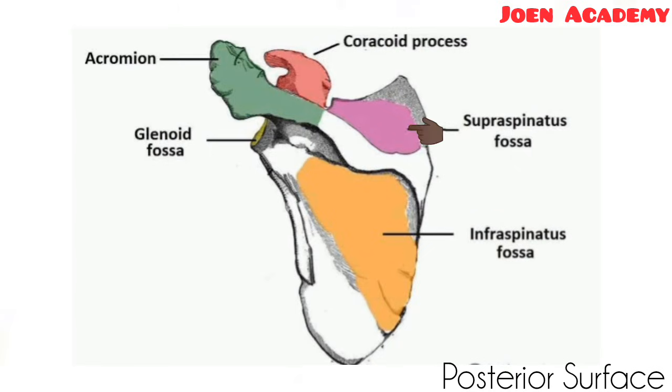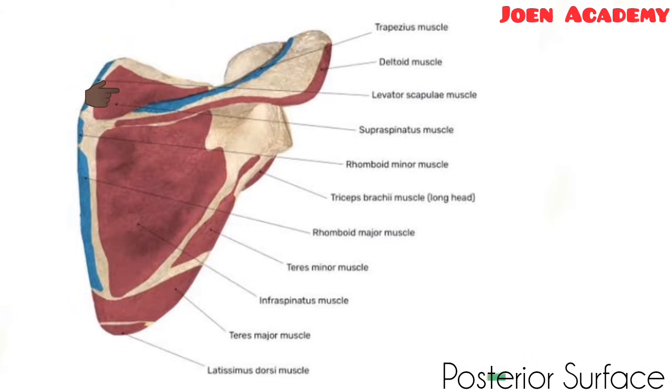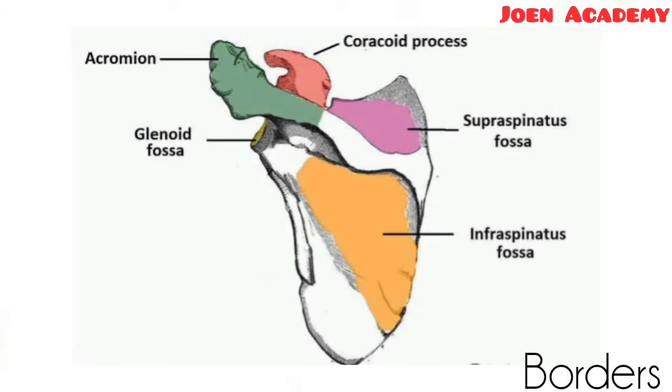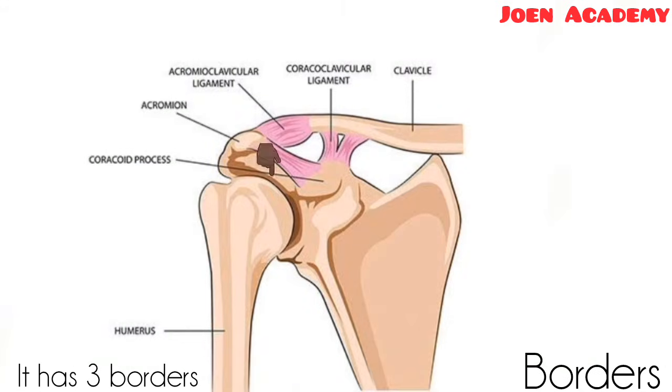The supraspinatus fossa is the area above the spine of the scapula. It is much smaller than the infraspinatus fossa and is more convex in shape. The supraspinatus muscle originates from this area. As for the borders of this bone, like we stated, it has 3 borders, which are lateral, superior, and medial. The lateral border of the scapula faces the humerus. The shoulder joint is seen on this side, and it is also an attachment point for various muscles.